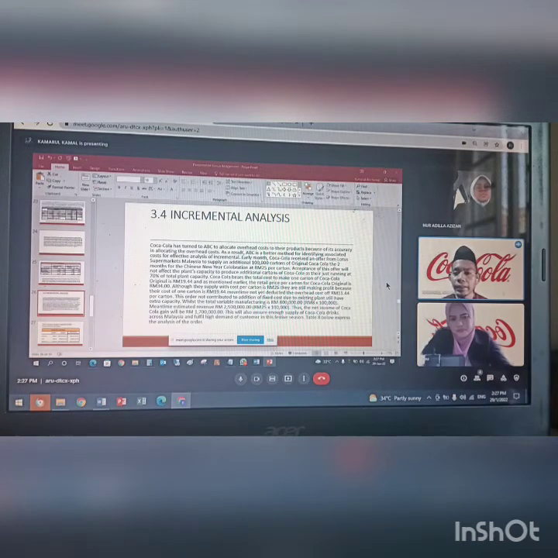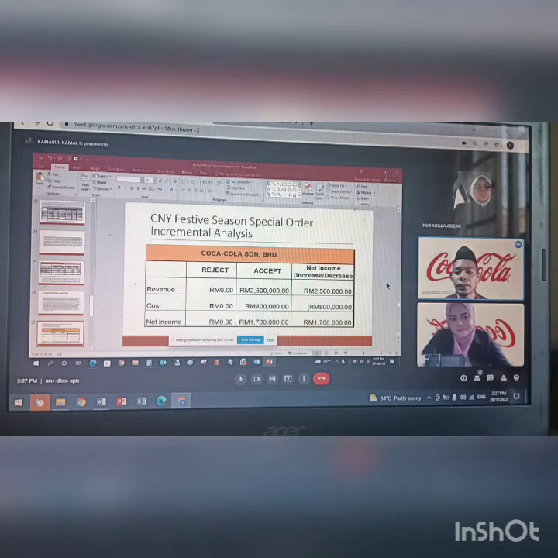Okay, around 8 ringgit. So times 100,000, so we got a cost of 800,000. So after minus with the revenue, we got RM1.7 million of net income.